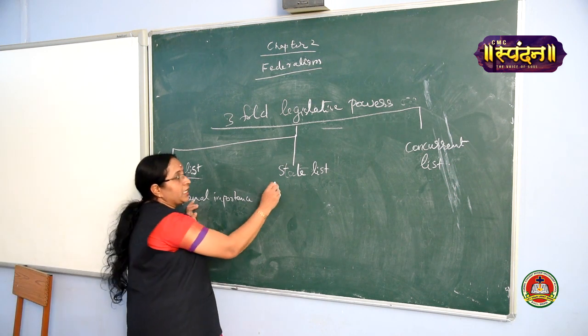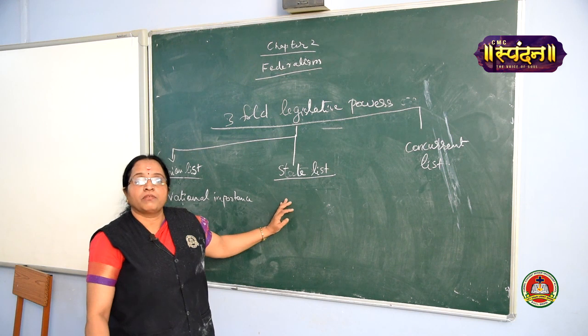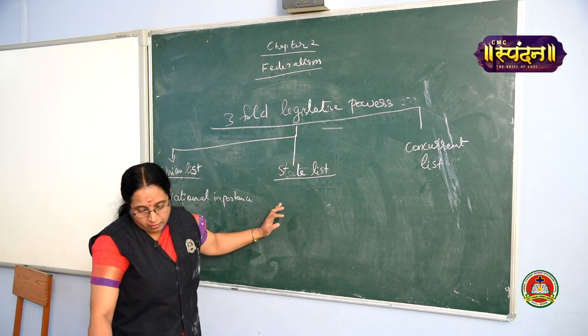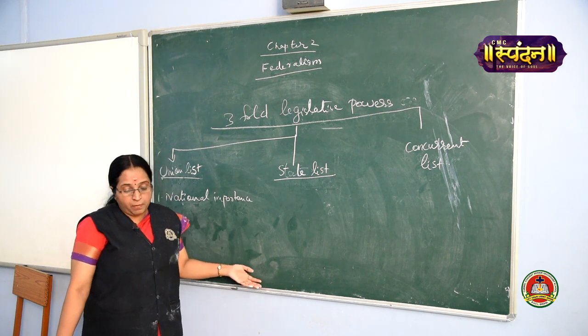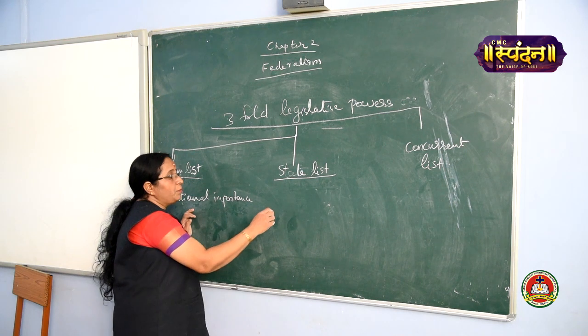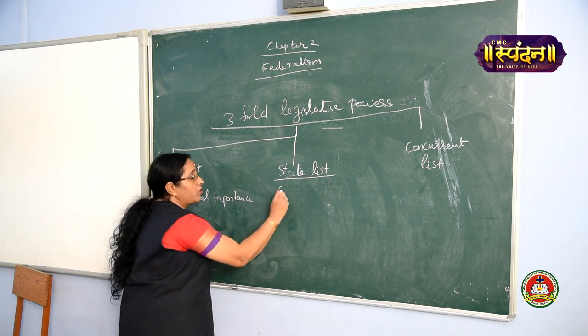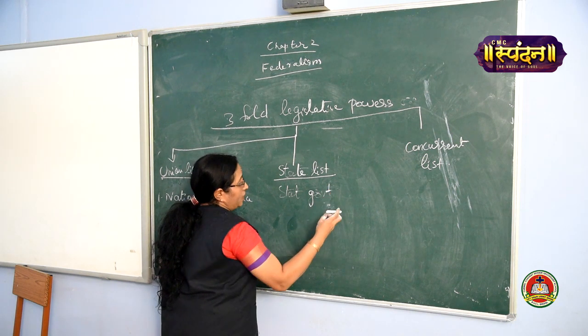Now what is the state list? Some subjects over which the state government has the authority. They are of local importance. So here the state government takes the decision for these subjects.